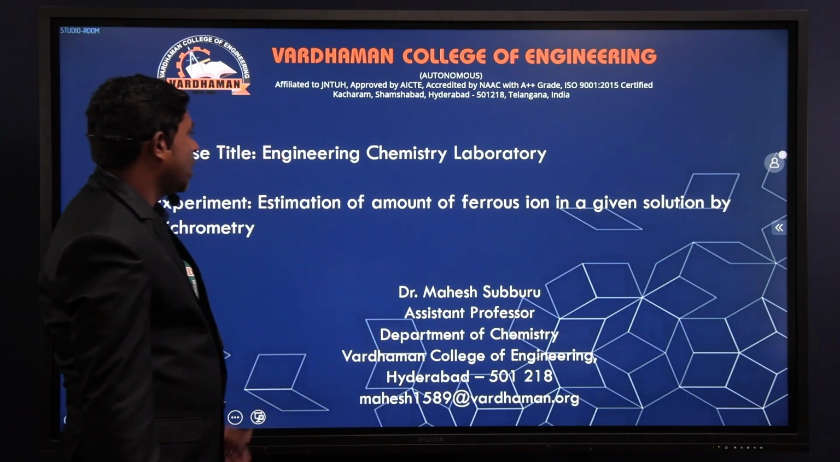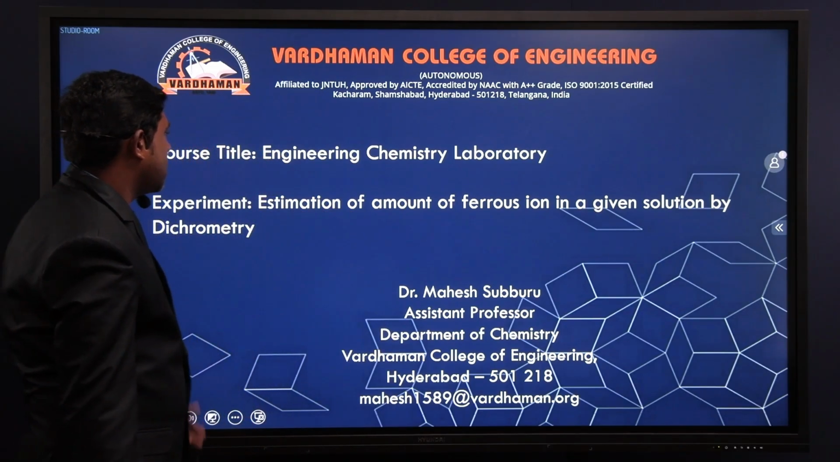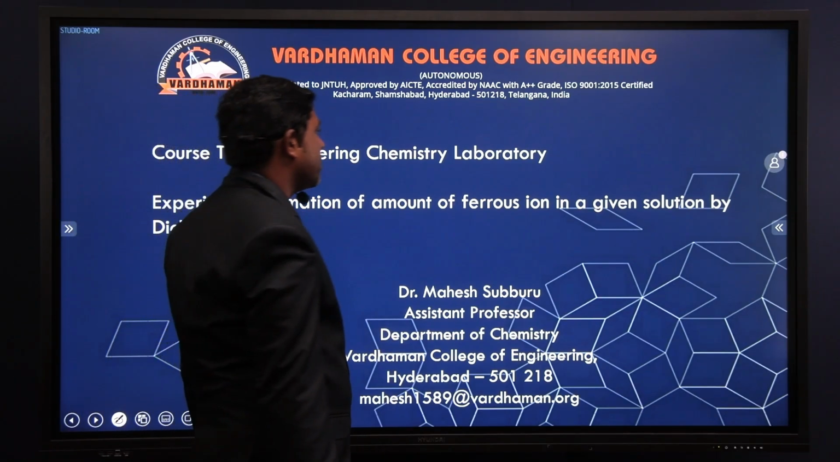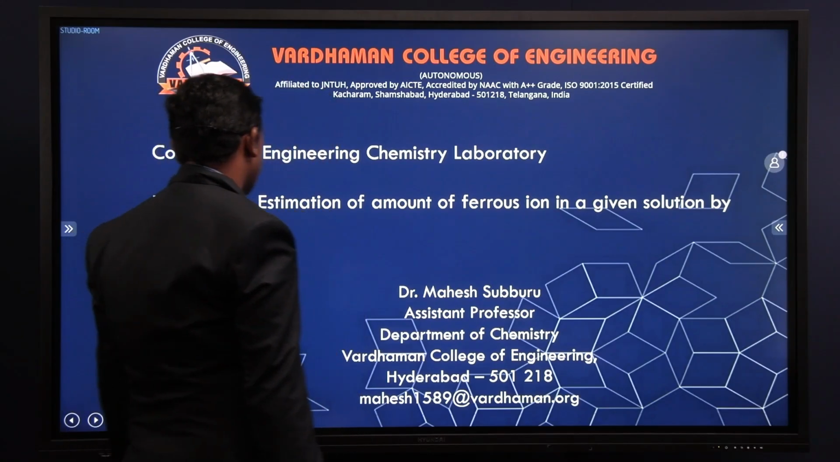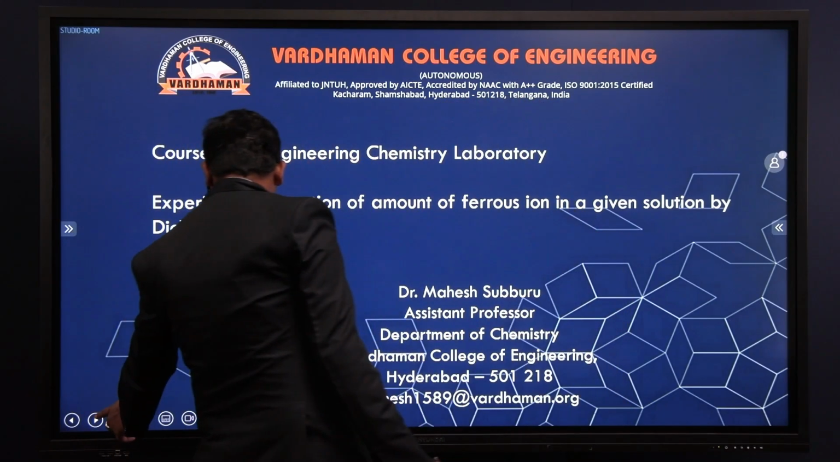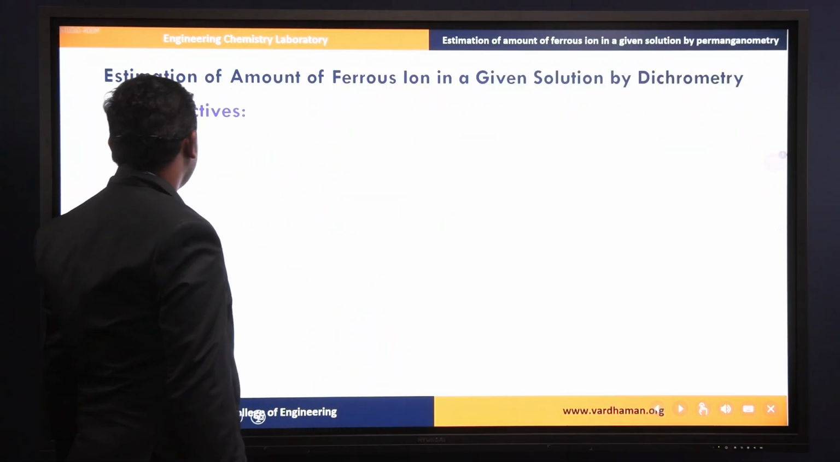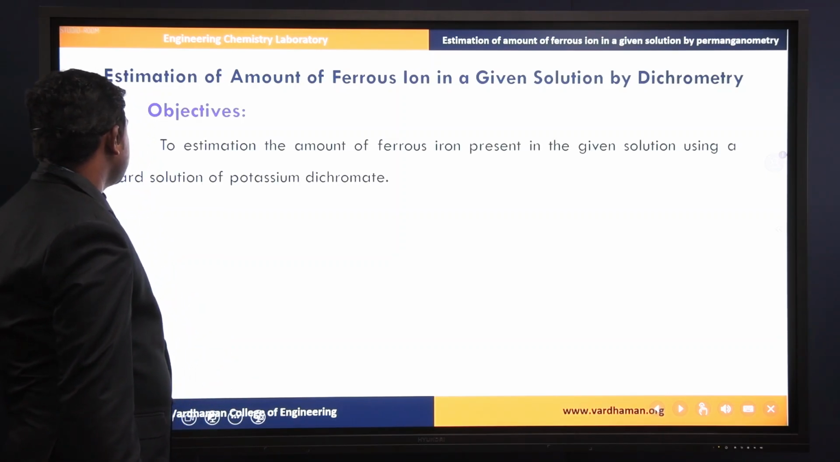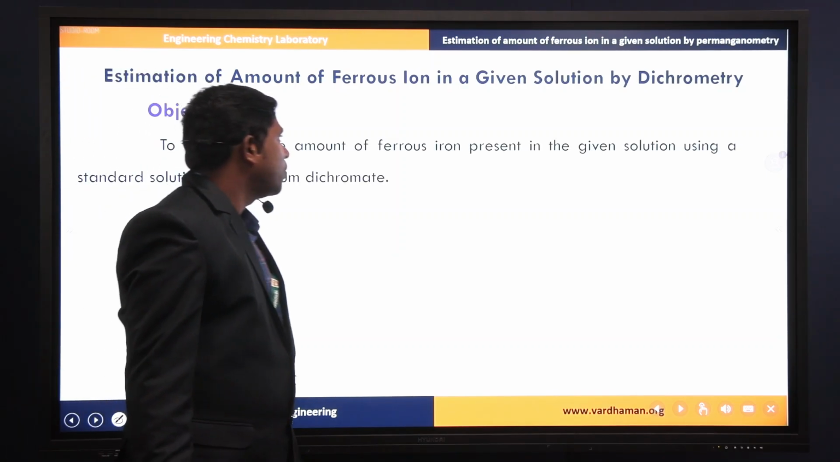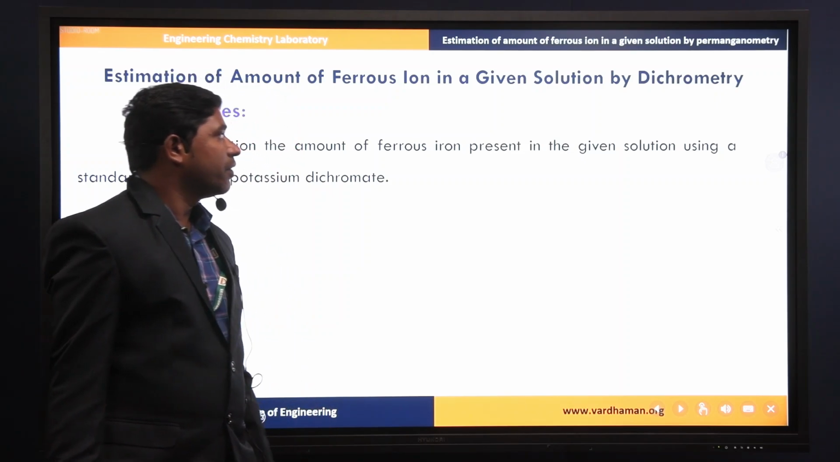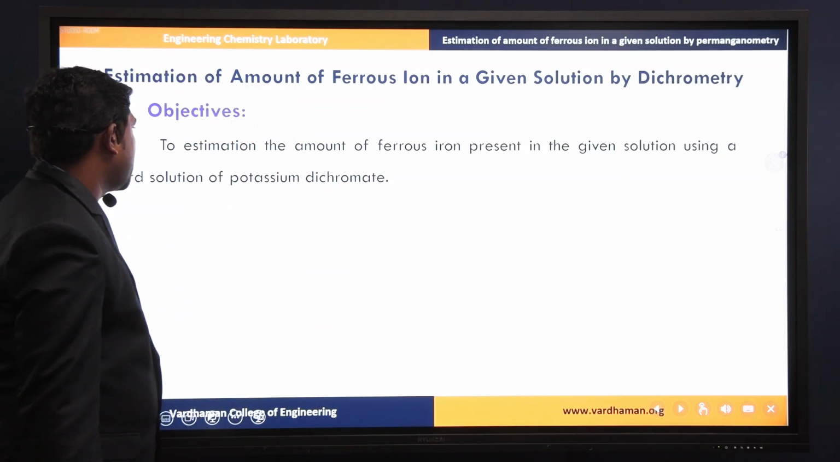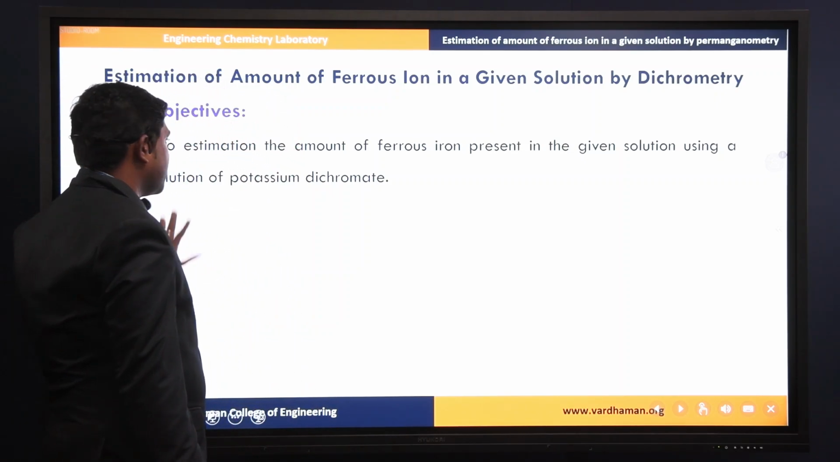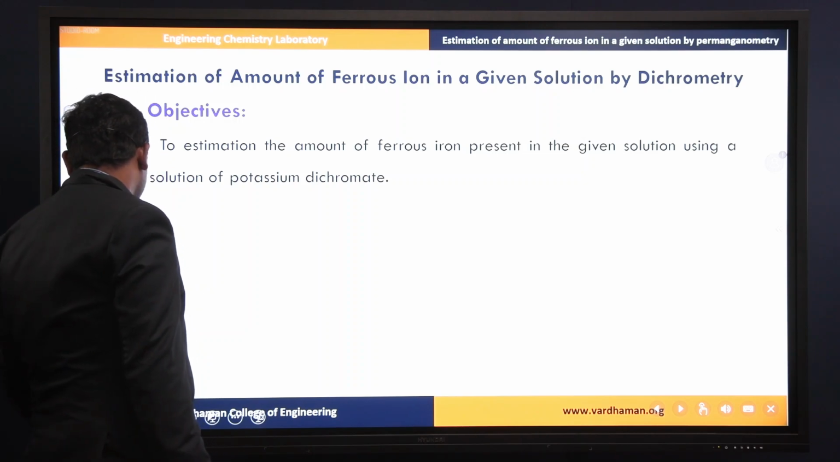Today I would like to explain the estimation of the amount of ferrous ion in a given solution by dichrometry. In this experiment, the main objective is to estimate the amount of ferrous ion present in the given solution by using potassium dichromate. These are the main objectives of this experiment.